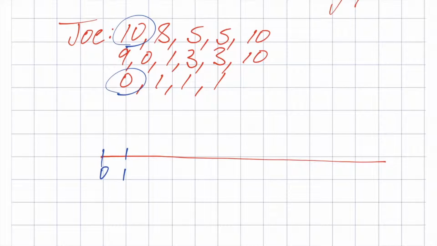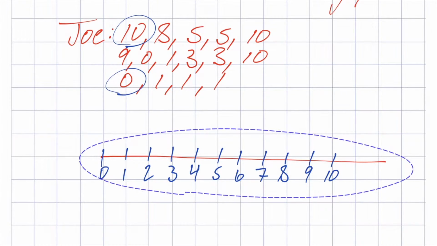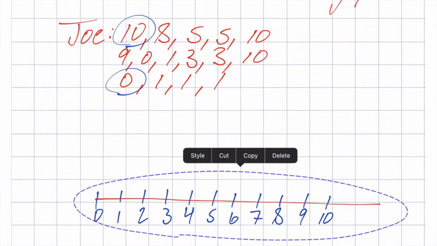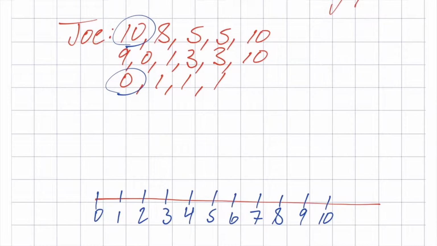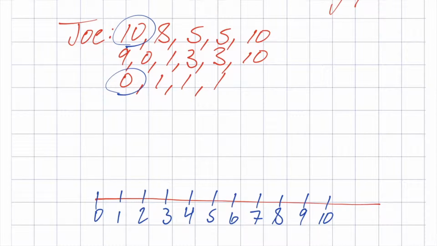0, 1, 2, 3, 6, 7, 8, 10. Okay, we have all of our points here. I'm going to move this right there. Okay, so now what we have to do is take the data and put it on the graph.